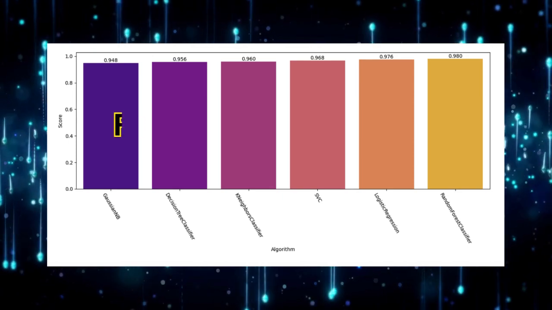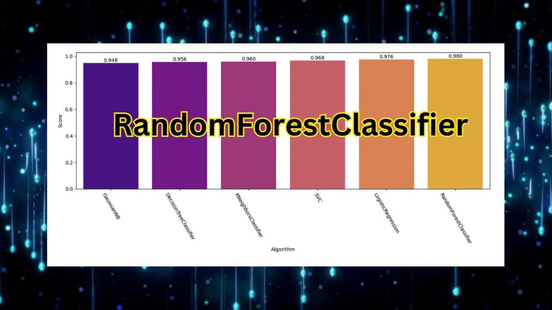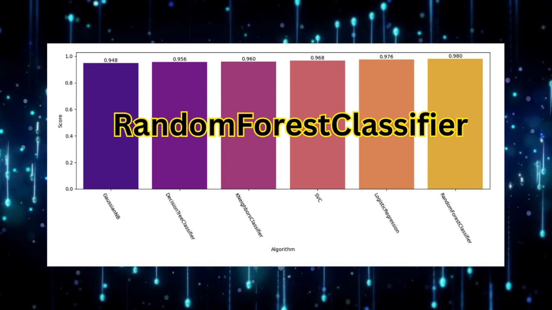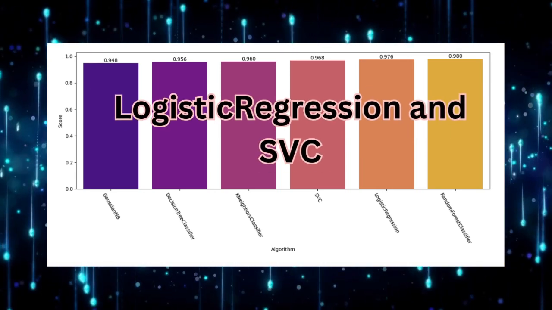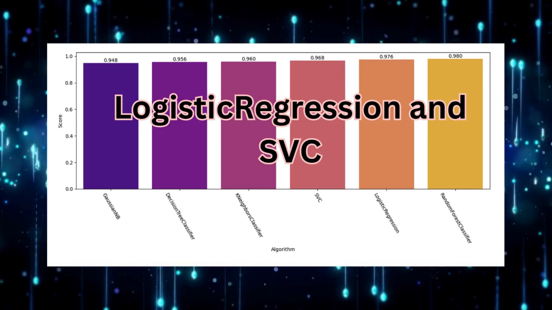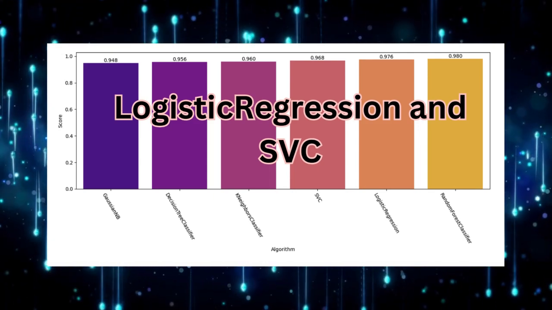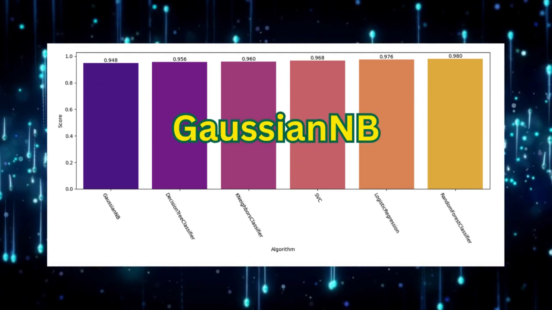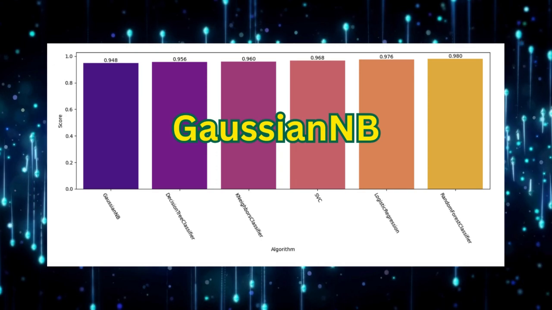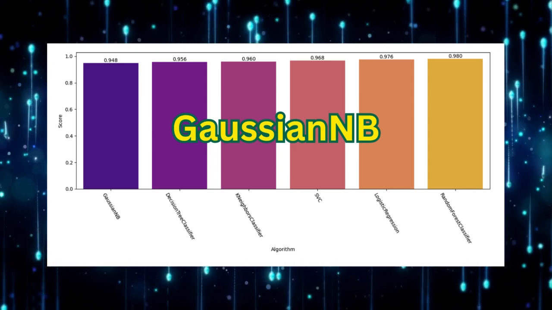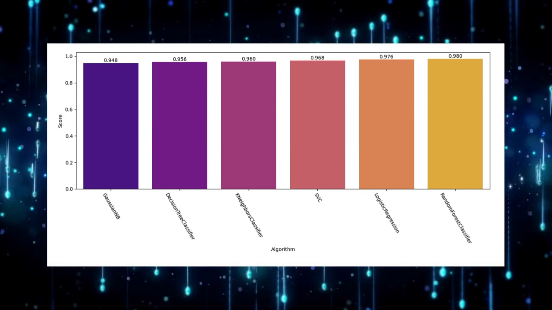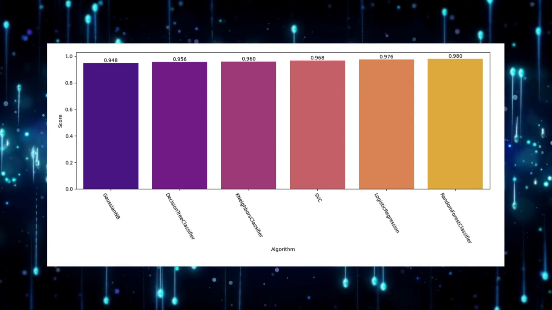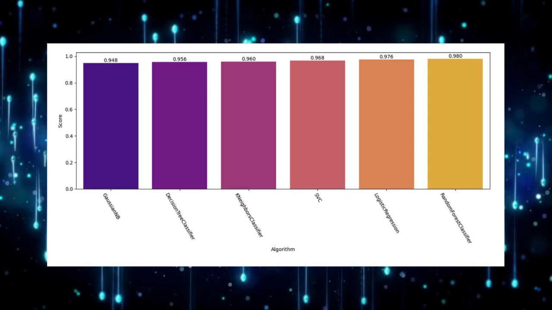Key insights. Random forest classifier has the highest accuracy score of 0.980, making it the best performing model among the ones compared. Logistic regression and SVC also perform very well with accuracy scores of 0.976 and 0.968, respectively. Gaussian NB has the lowest accuracy score of 0.948, but it still performs quite well. The bar chart clearly shows that the random forest classifier outperforms the other algorithms in terms of accuracy. This insight can help in selecting the best model for predicting heart disease.